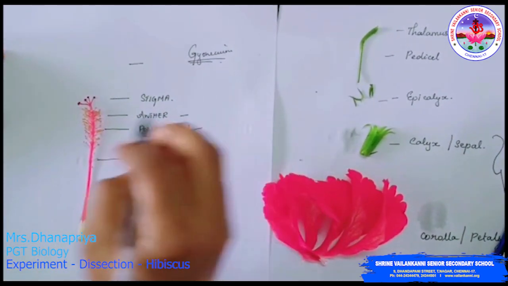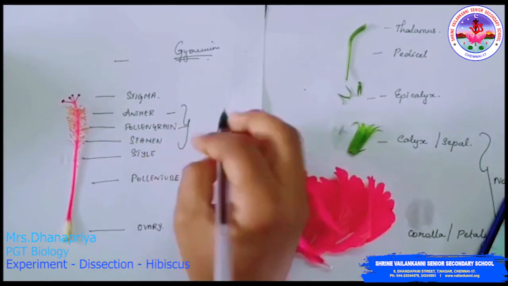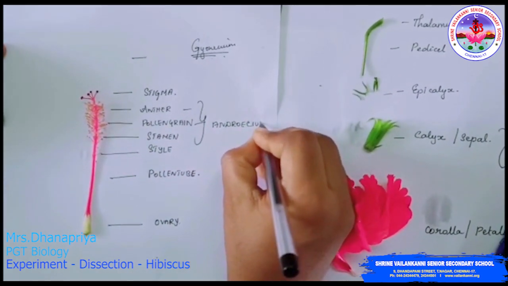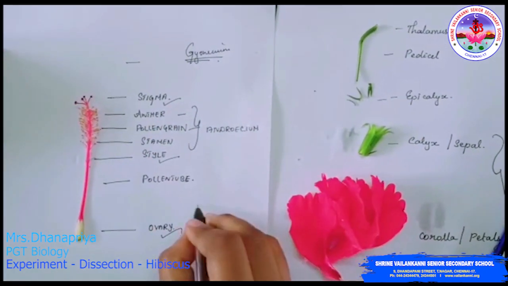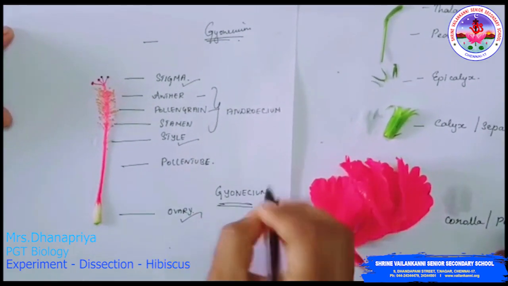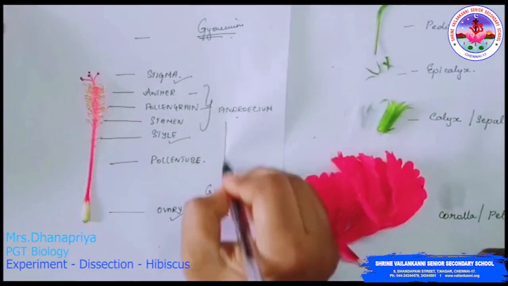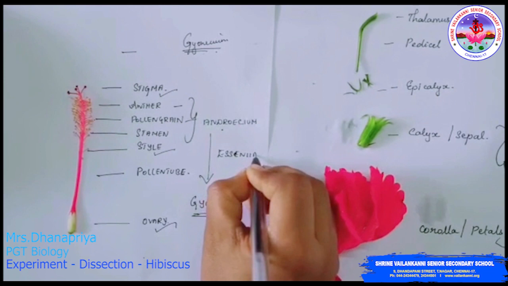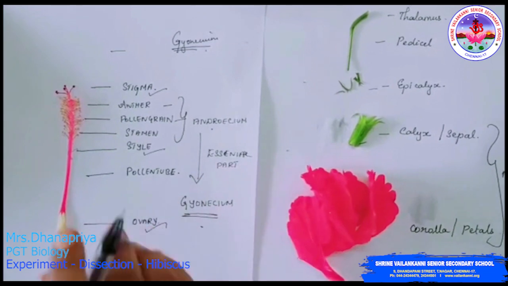So anther, pollen grain and stamen refer to the androecium. And stigma, style and ovary are referred to as the gynoecium. So the androecium is the male reproductive part and the gynoecium is the female reproductive part, and these both are combinedly called the essential part of the flower.